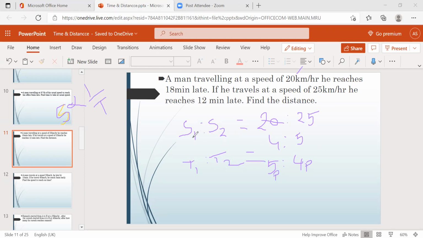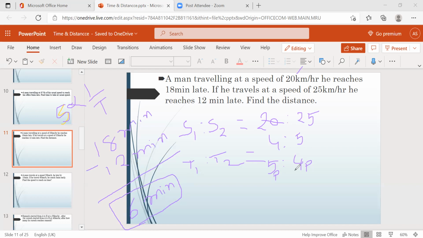But both times are late only. So at 20 kilometers speed, he is late by 18 minutes. And if he increases the speed to 25, he is still late, by 12 minutes. So what's the time difference here? 18 minutes late and 12 minutes late, both late only, so we have to subtract. That is 6 minutes. So 6 minutes is the time difference.